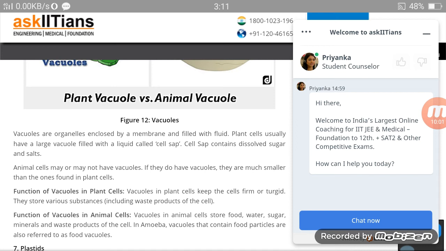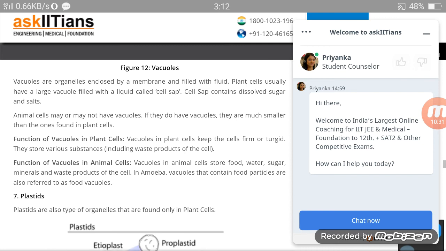Animal cells may or may not have vacuoles, which means sometimes they also possess vacuoles. They have vacuoles, but they are not as large as those in plant cells. If they do have vacuoles, they are much smaller than the ones found in plant cells. It is the same thing which I have told you just now. So now we will study the function of vacuoles in plant cells. What function do the vacuoles perform in plant cells?